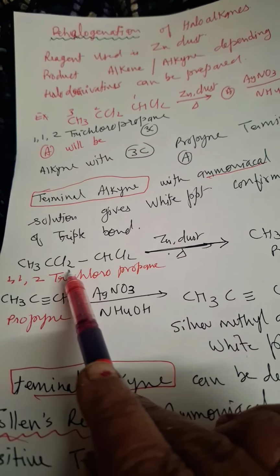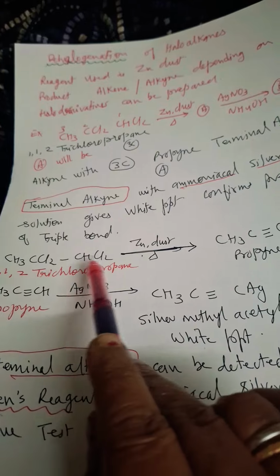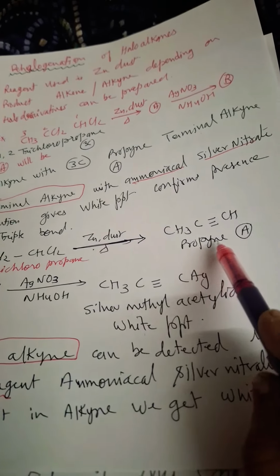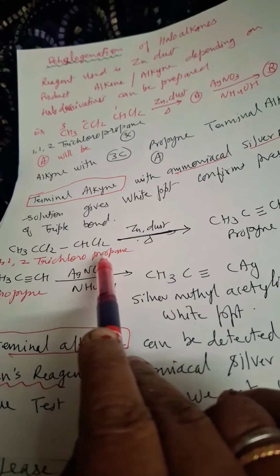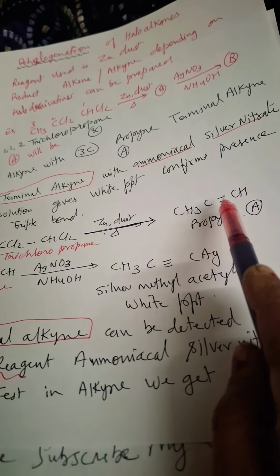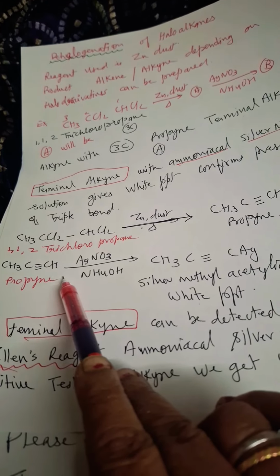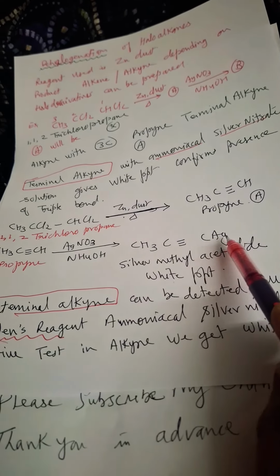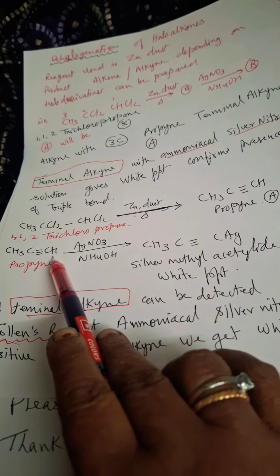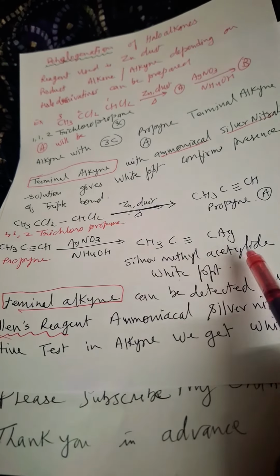See, CH3CCl2CHCl2 with zinc dust on heating will give you propyne, that is 3 carbon. It is a 3 carbon chloro derivative, so it will give propyne. Now this propyne, since it is a terminal alkyne, will react with AgNO3 and NH4OH and give a white precipitate. The H is acidic, and it is replaced by silver. So we'll get silver acetylide.